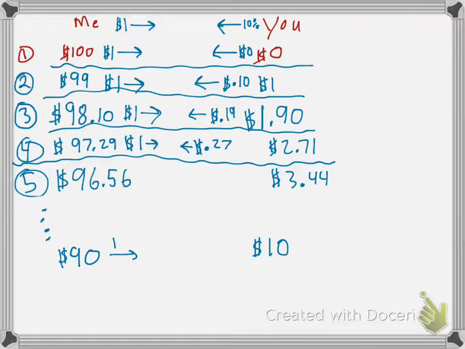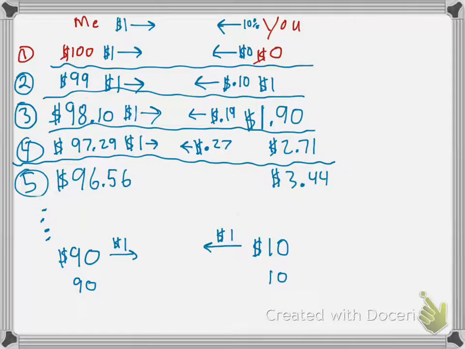$1 would be going towards you. Now, how about you, though? How much would you be giving me? Well, you would be giving me 10%. What is 10% of 10? It's $1. And so at the end of this day, I'm giving you $1, you're giving me $1, I end up with 90, you end up with 10.